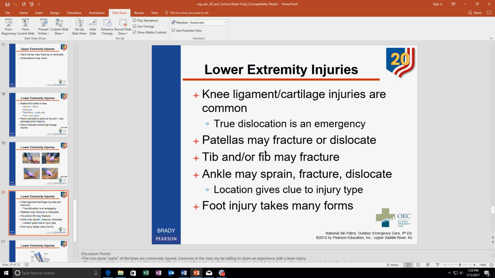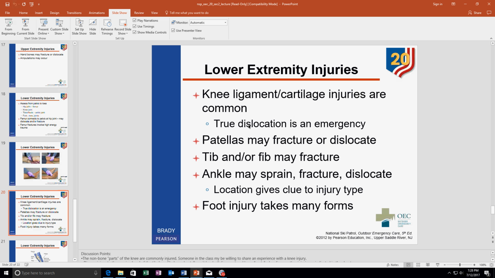Lower extremities, we'll talk about those, and we'll do more about that. Patellas could get knocked off of the little ridge that they run on. Tib-fib fractures, ankle sprains, any kind of foot injury could just happen any different way. I've had people come in that had their ski boots on the wrong feet, and were complaining of foot injury, which was pretty obvious. Knee ligament cartilage injuries are common. You'll see a lot of those.